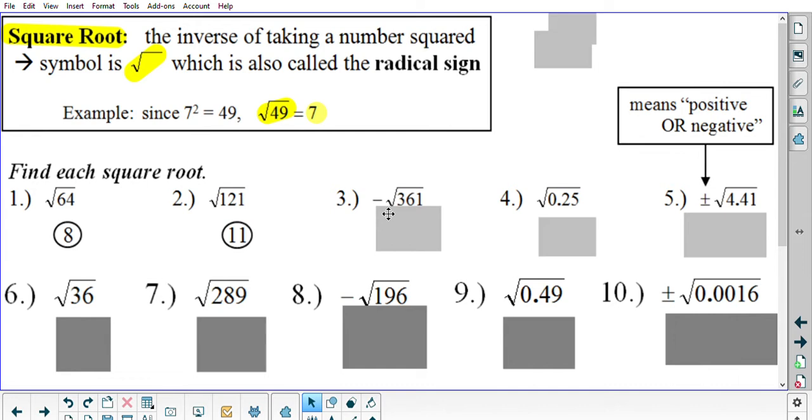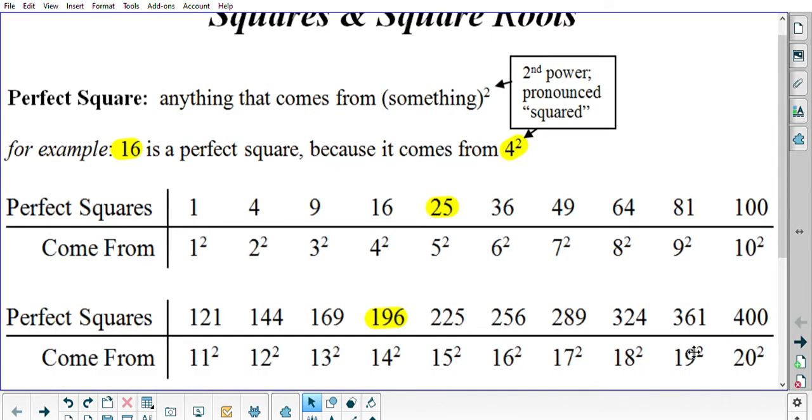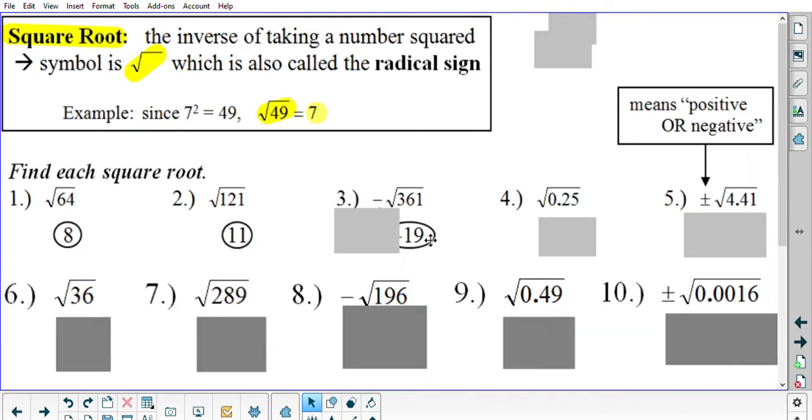Problem number 3, we have a negative sign outside of the square root symbol, and then we have the square root of 361. Let's start with the square root. What is the square root of 361? Well, it is 19. Why? Again, you can look back at the chart. 19 squared would equal 361. Therefore, the square root of 361 is 19. But since there's a negative sign that was outside of the square root symbol, that negative sign gets dropped down and stays to the left of the 19. So the answer to this problem is negative 19.